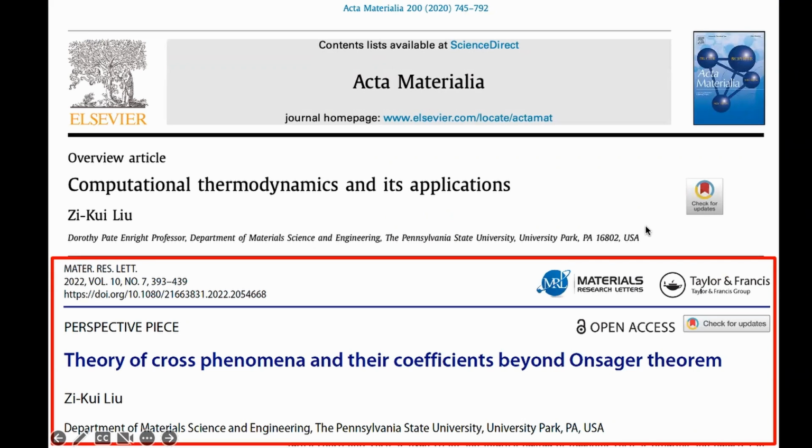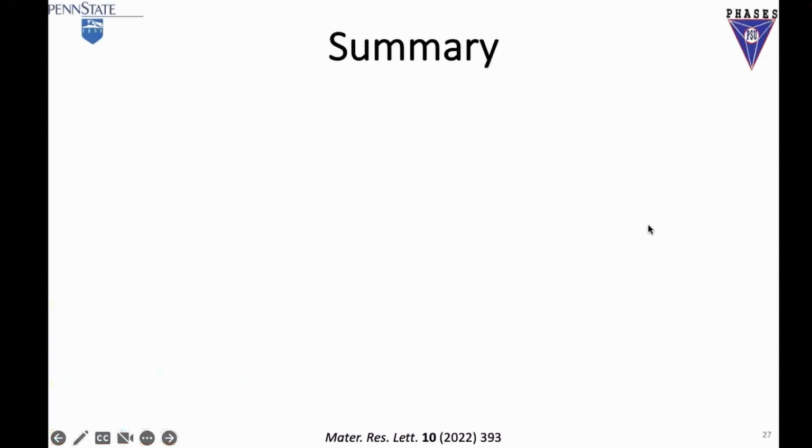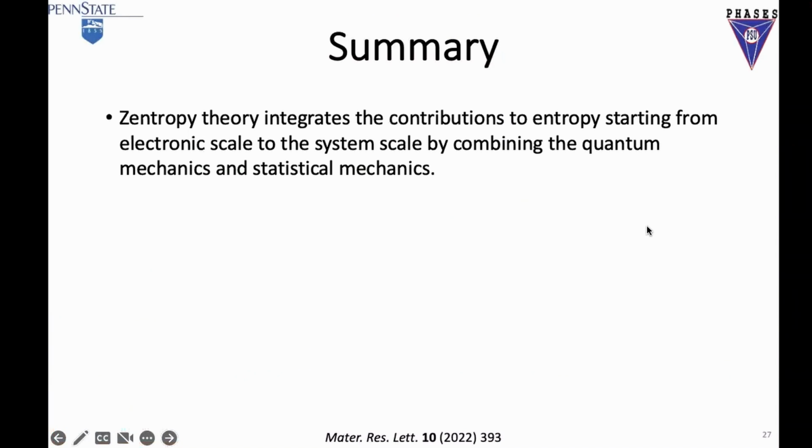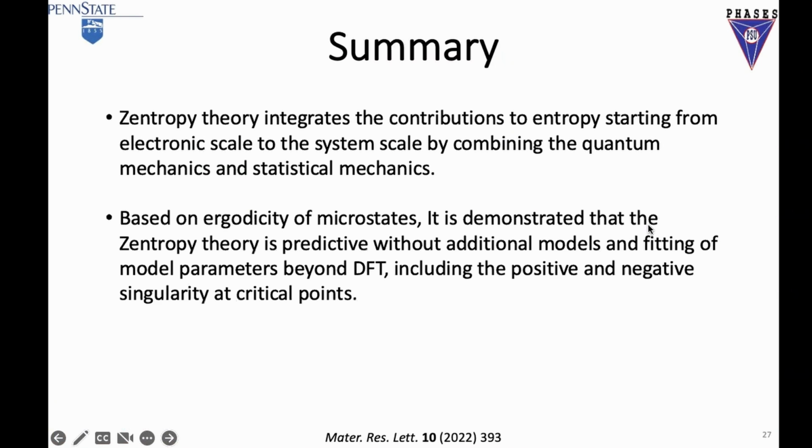So you want to read more? I have two papers showing up here. One is 2020, and another is 2022, which was published. If I just summarize what we have here, the entropy theory integrates the contributions to entropy starting from the electron scale to the system scale by combining quantum mechanics and statistical mechanics. And based on the ergodicity of microstates, which is very important, it is demonstrated that the entropy theory is predictive without additional models and fitting of model parameters beyond DFT. So it's purely DFT based.